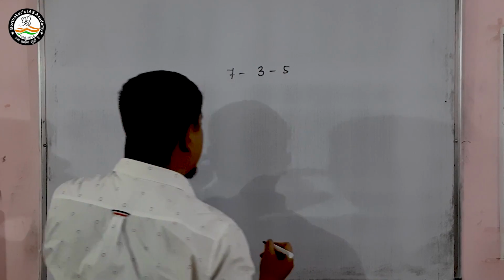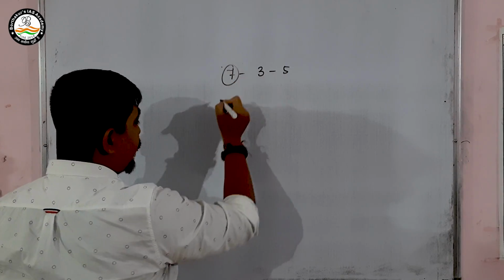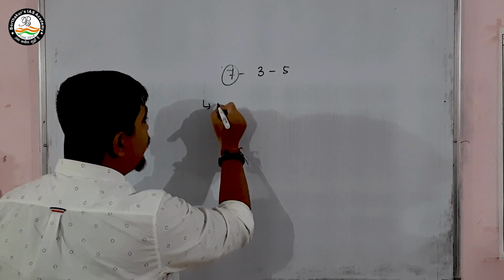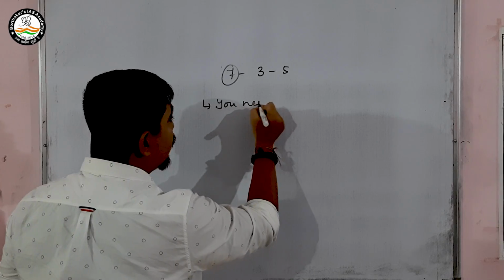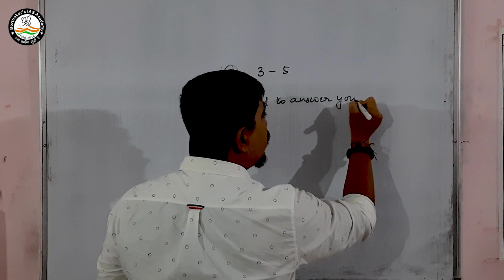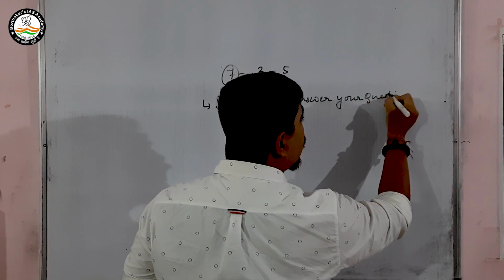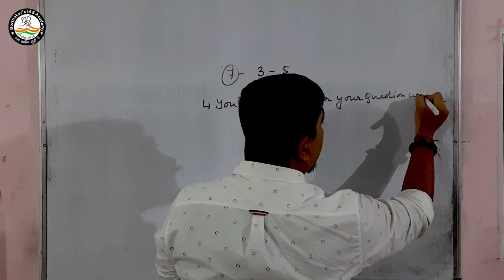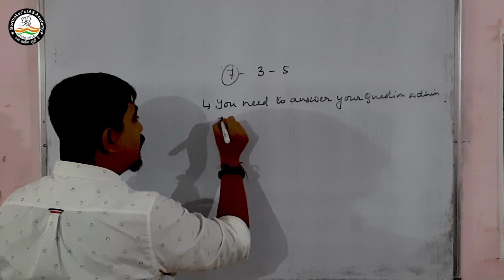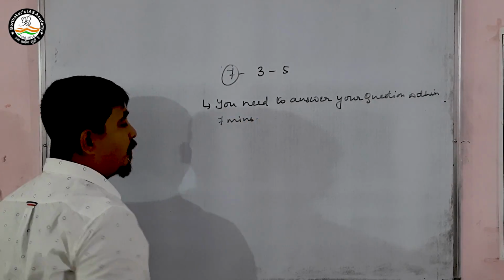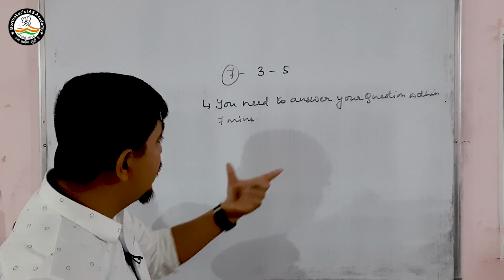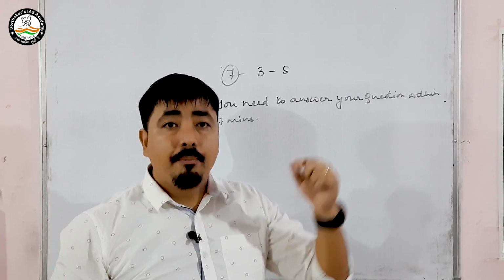Okay, so the first here is 7. Already I have told you, you will have a limited period of time. So basically you need to answer your question within 7 minutes. Okay, so this is the meaning of 7. Already I have told you, you need to answer your question within 7 minutes, or below 7 minutes.